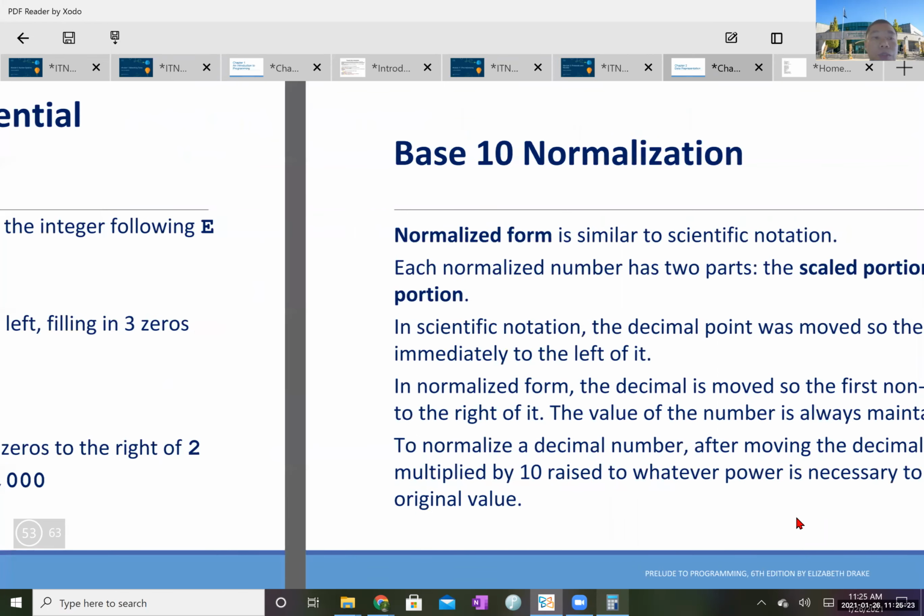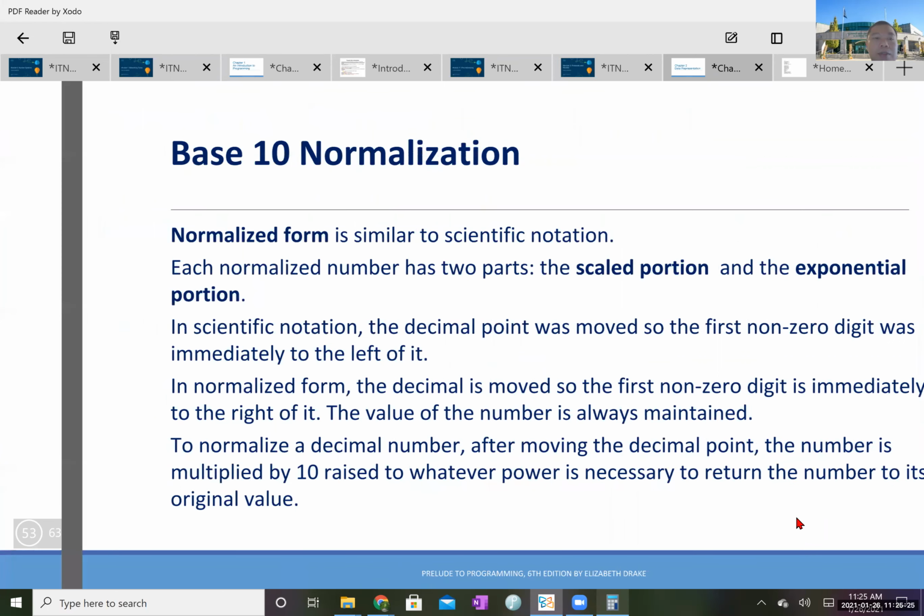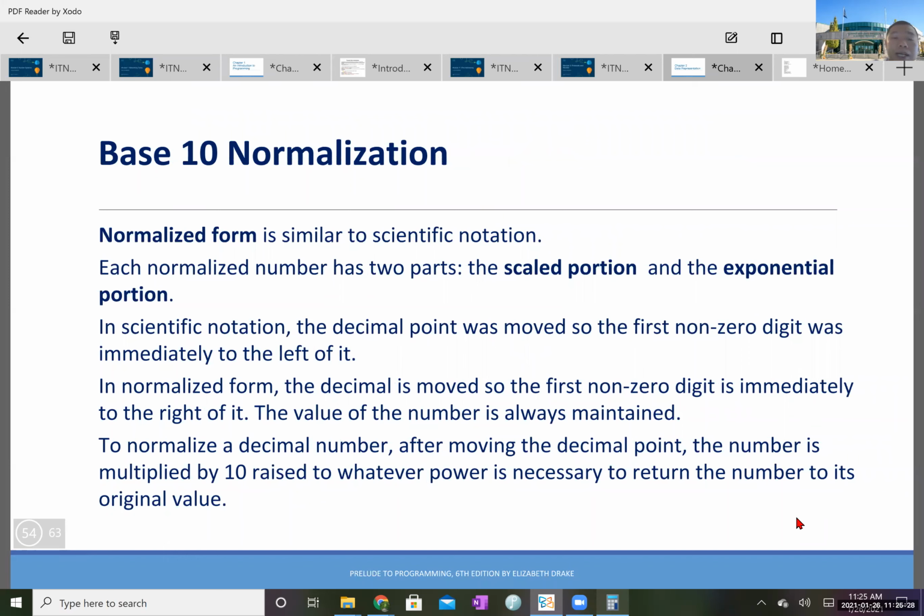Okay, so now we move to base 10 normalization. Normalized form is similar to scientific notation, and each normalized number has two parts: the scale portion and the exponential portion. In scientific notation, the decimal point is moved to the first non-zero digit. If you remember, in scientific notation the first digit is always in the range from 1 to 9.